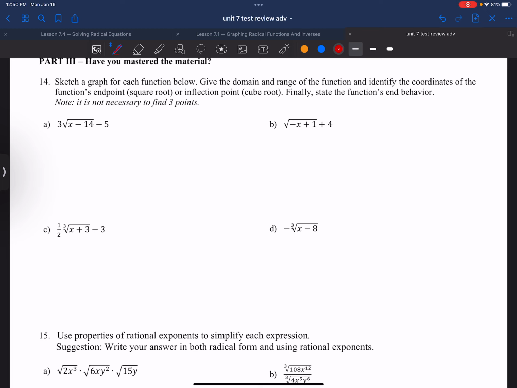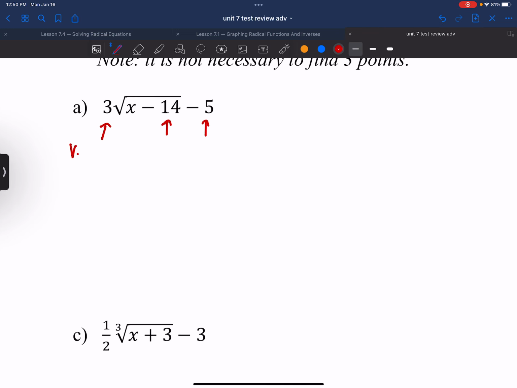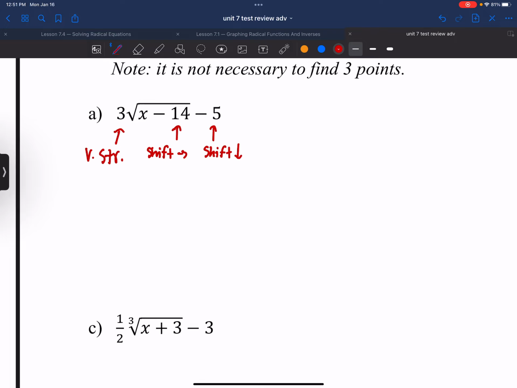So like for letter A here, there are 3 things: there's this 3, there's this 14, and there's this -5, right? Now, the 3 is a vertical stretch. The -14, because it's inside the radical, is a shift right. And the -5 is a shift down. And those are my function transformations.